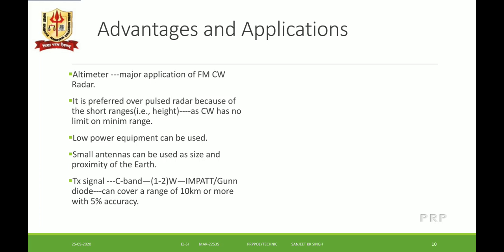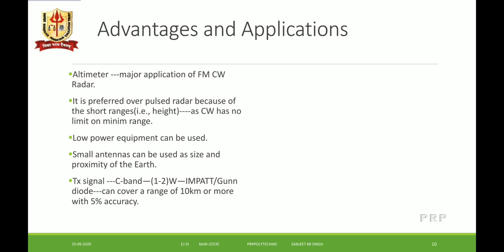What are the advantages and applications of FM continuous wave radar? The major application of FM CW radar is in altimeters to measure the height of planes, and it is preferred over pulse radar because of the short ranges for the height to be measured, as continuous wave has no limit on minimum range. It can measure down to 0 range, and low power equipment can be used.